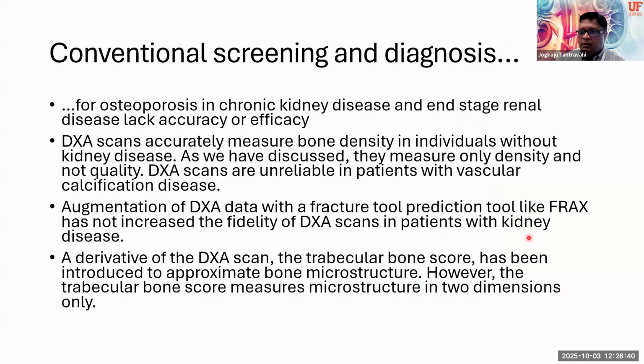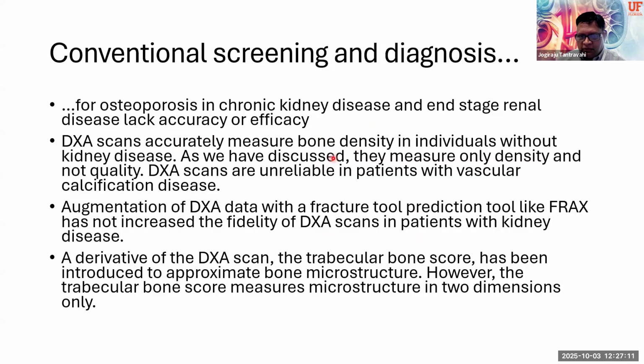So conventional screening and diagnosis for osteoporosis in chronic kidney disease and end-stage renal disease lack accuracy or efficacy. I have crammed together a lot of summary statements from a fair number of references to make this slide. Probably a little bit intellectually dishonest of me. I'm happy to give the references to anyone who would like. But I'll continue for now.